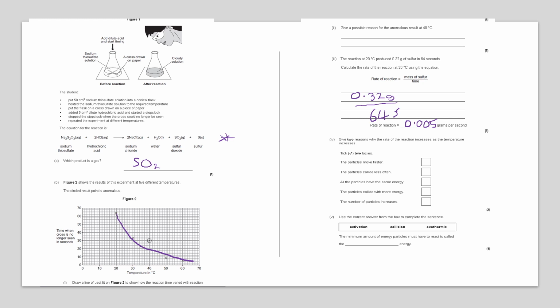So we have to tick 2 boxes. So it says the particles move faster. Well, if you increase the temperature, yes, the particles will move faster. The particles collide less often. That's not true. All the particles have the same amount of energy. That's not true. And the particles collide with more energy. Well, yes, that would be true. And the number of particles increase. That's not true. And then for the next part, out of the words given, we have to choose the right word to put into the sentence. The minimum amount of energy particles must have to react is called, and that should be activation energy.